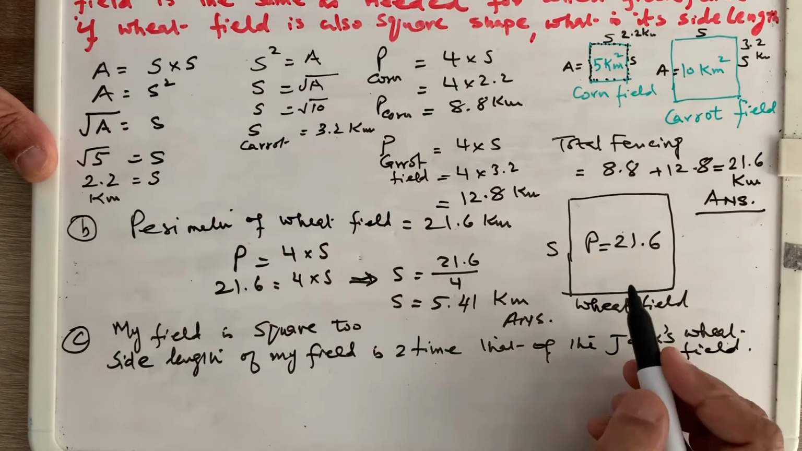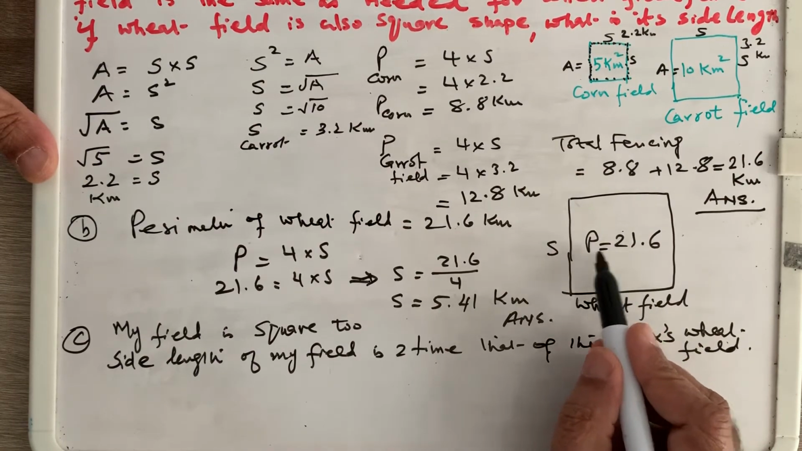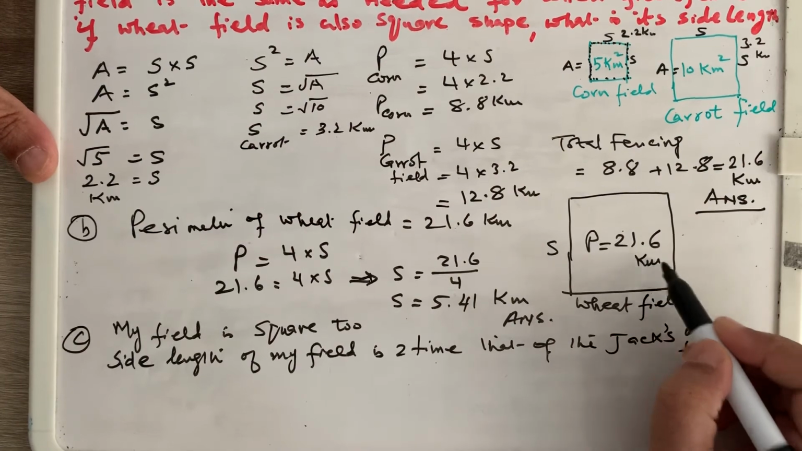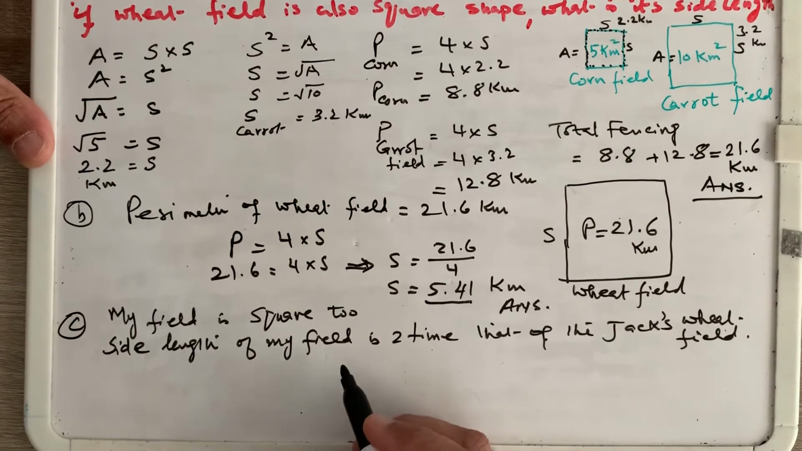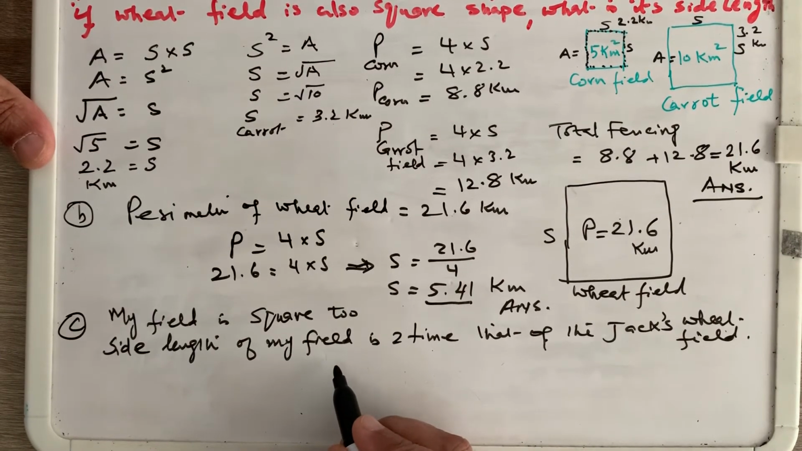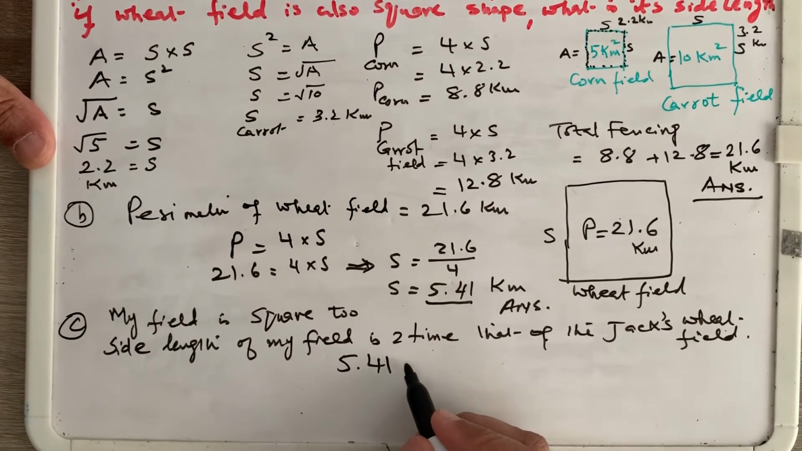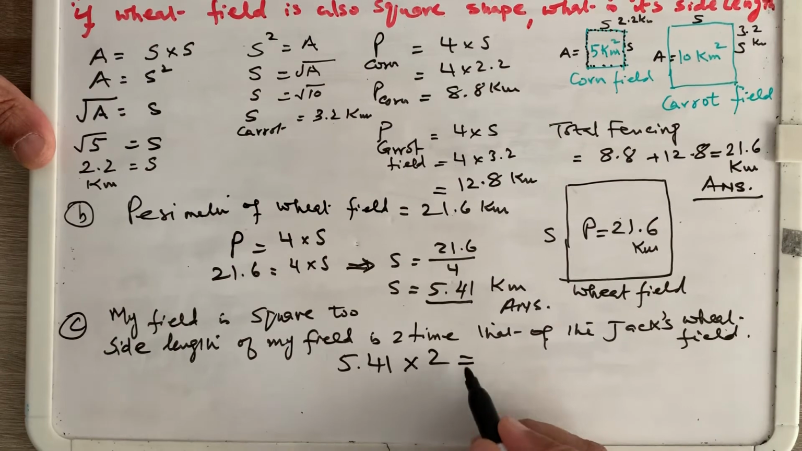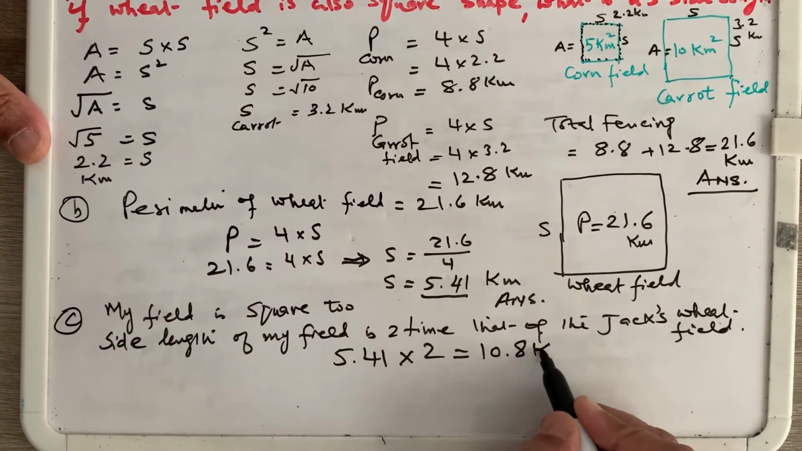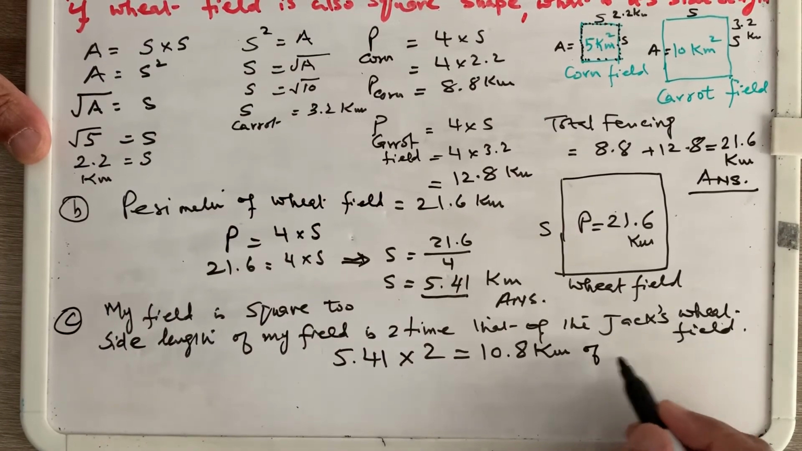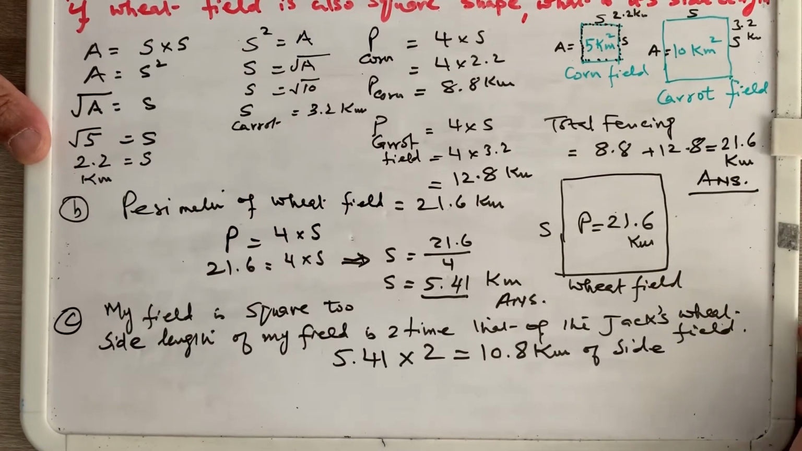So what is Jack's field? Jack's wheat field is the one whose perimeter is 21.6 kilometers and each side is 5.41. But my field has 2 times that. So my field's side is 5.41, that is the wheat field of Jack, times 2. So my field has got 10.8 kilometers of side length. So my field is bigger.